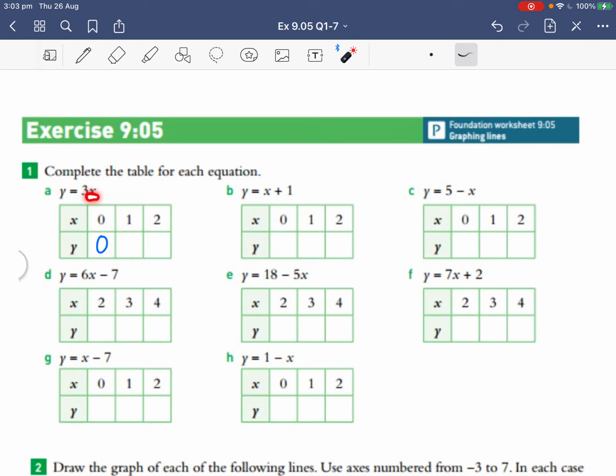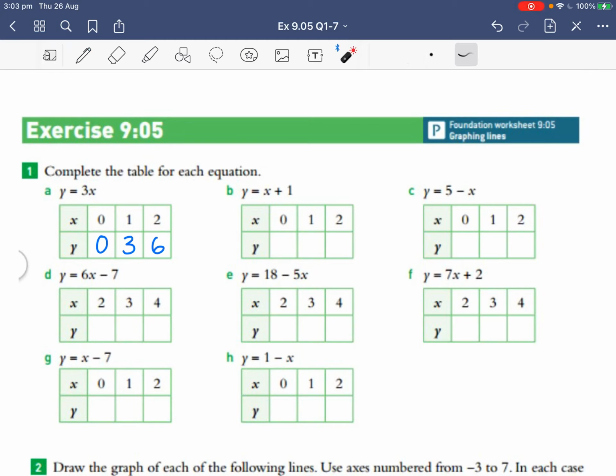Then for our next y value, we want to put our x value of 1 into our equation where the x is. So we'll have y equals 3 times our x value of 1, where 3 times 1 is 3. For our x value of 2, we substitute in our x value of 2 into our equation where our x is. So we'll get y equals 3 times our x value of 2, where 3 times 2 is 6.